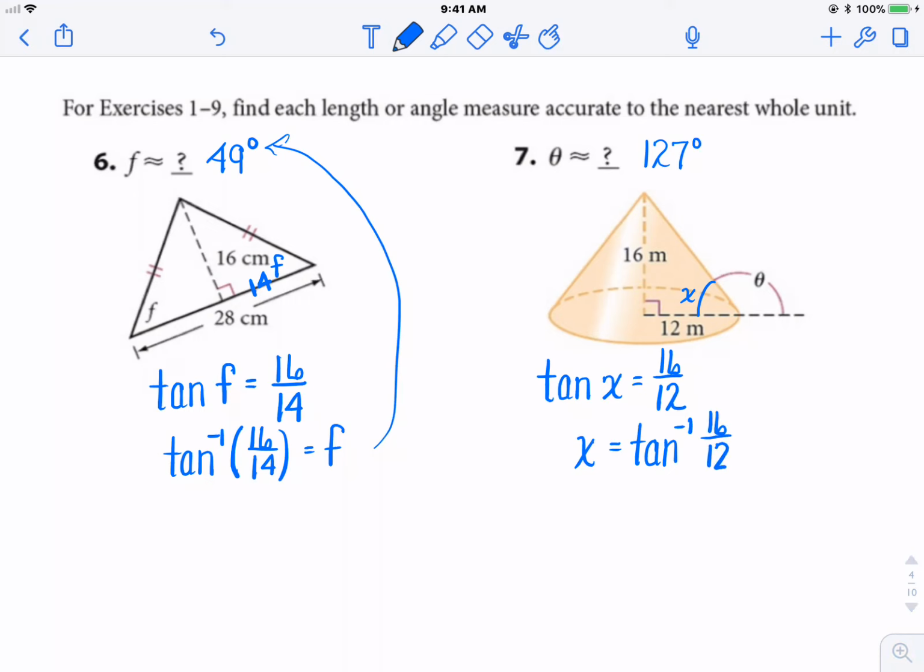That isn't going to get me the actual 127-degree angle. The number on your screen is going to be about 53.13. So that is the angle that I'm missing here. And again, letting that stay exact on your screen, my theta then is 180 minus my x. And that's where we come in at around 127 degrees.